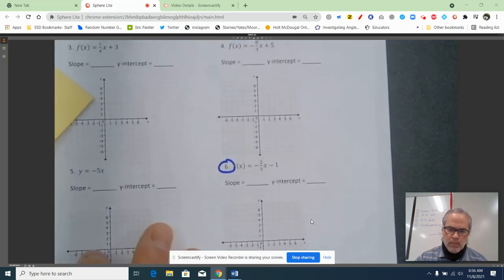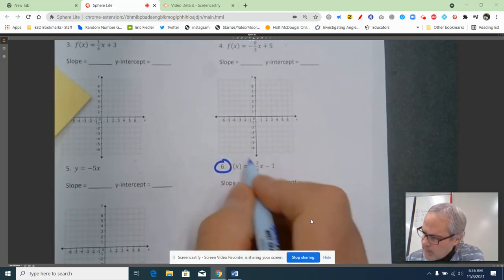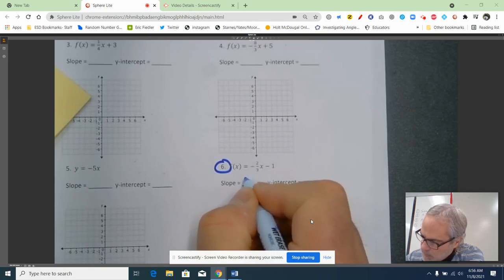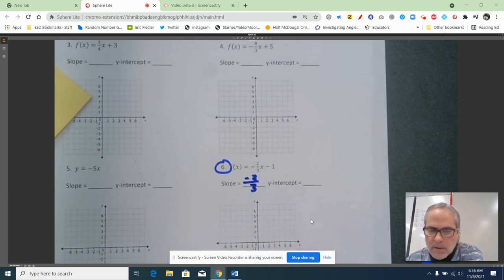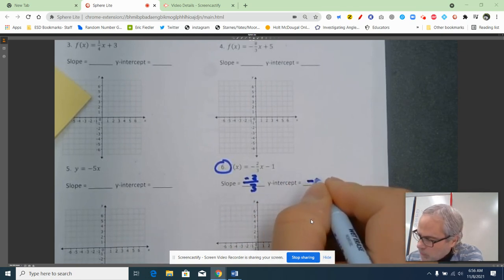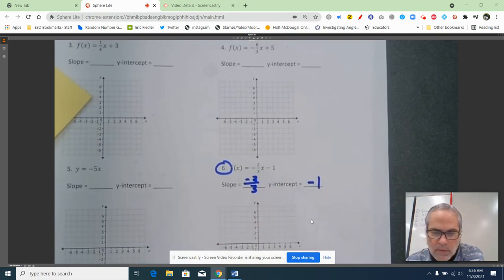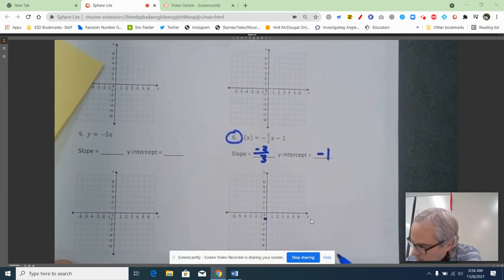Here's the next one. Okay, again, y equal mx plus b. The number next to the x is a -2/3. Now, I'm going to put the -2 in the top. You could put it in the bottom if you wanted to. It doesn't matter. Okay, and then the y-intercept is -1. Often students will say the y-intercept is 1 because they don't know that that negative has to go with that 1. Okay, so first thing again, plot the -1, which is right there.